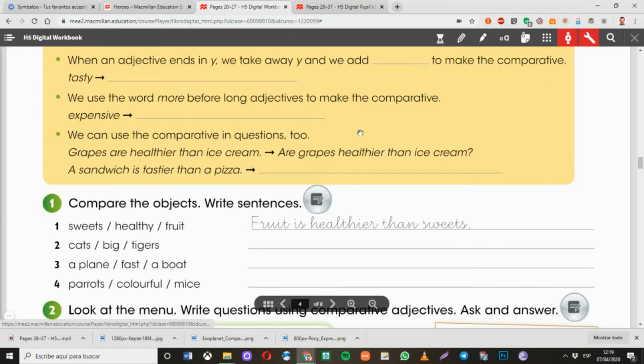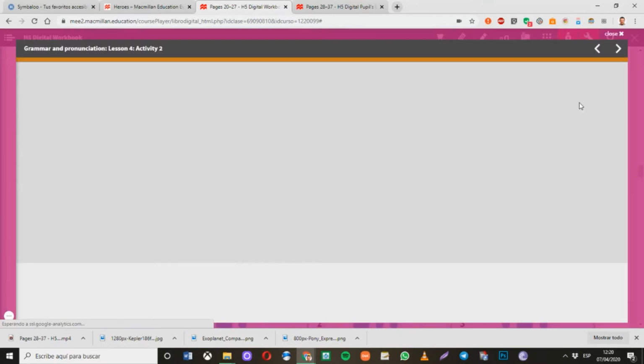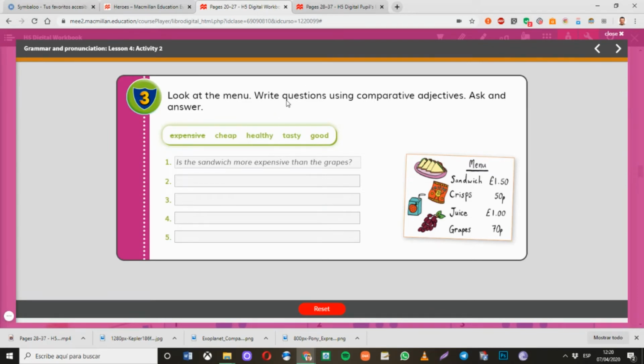Next activity. Activity 2. Look at the menu. Write questions using comparative adjectives. Ask and answer. Okay, so we have that picture. There's a menu with sandwich, crepes, juice, and grapes. And here we have a chart with 5 adjectives: expensive, cheap, healthy, tasty, and good. So what's the point? We have to write interrogative sentences, questions, with these words and this food. So for example, number 1, is the sandwich more expensive than the grapes? ¿Es el sándwich más caro que las uvas?